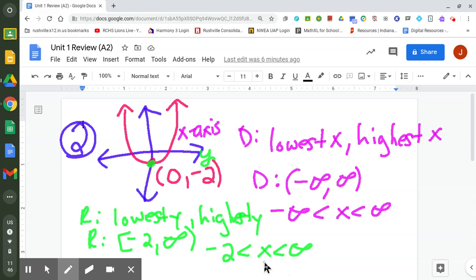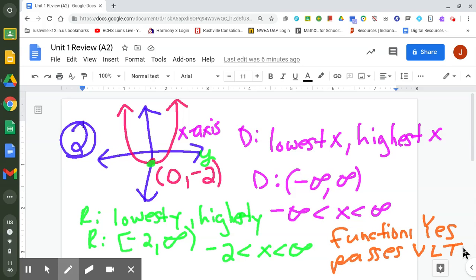And then it does also ask you if this graph is a function. And this one is a function. And it is a function because it passes the vertical line test, which is if you put a vertical line through the graph, it only touches in one point, and that indicates that it is a function. And the reason is because it passes the vertical line test.